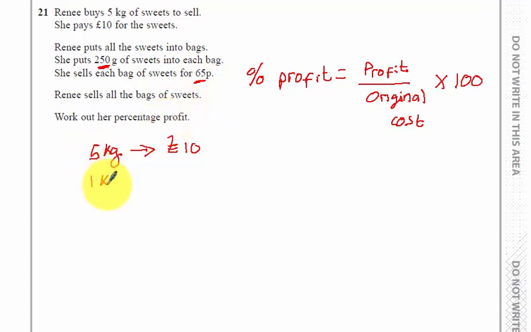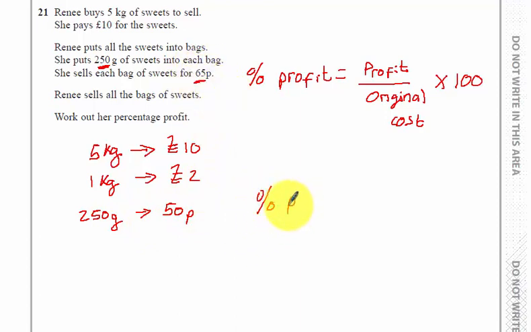1 kilogram, so dividing by 5, will be £2. And what I'm interested in is 250 grams. Another fact this question is checking is that you know there's 1,000 grams in a kilogram, so there's 4 lots of 250 grams in a kilo. £2 divided by 4 is 50p. So each single bag costs 50p, and she'd sold them for 65p.